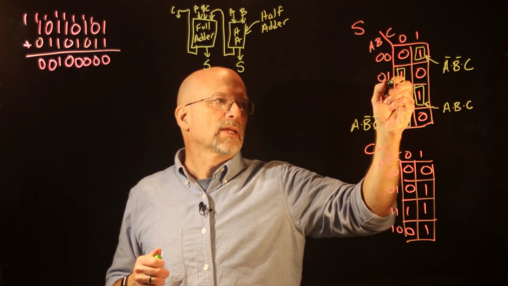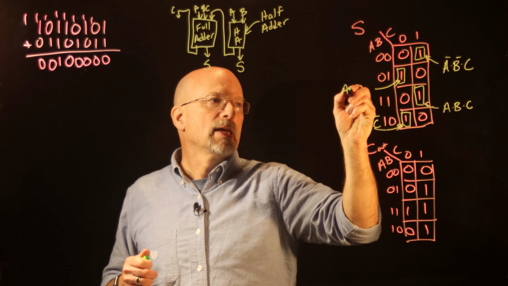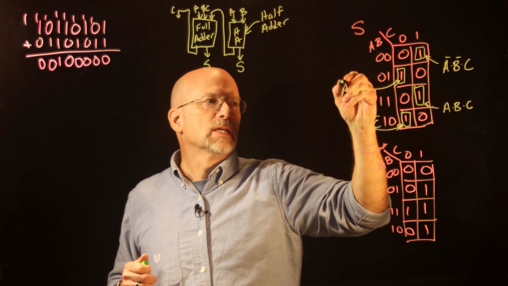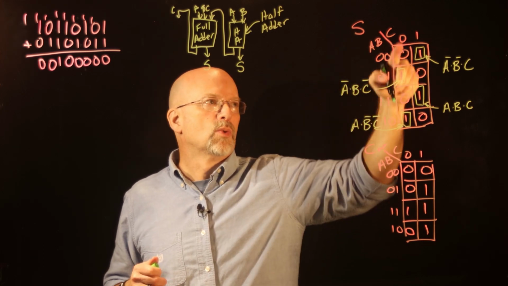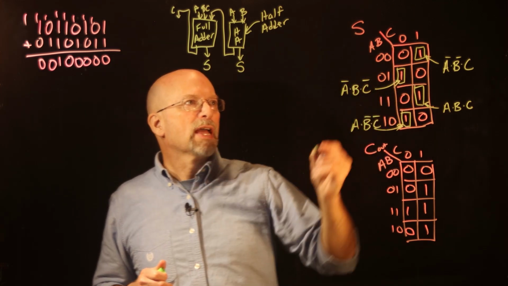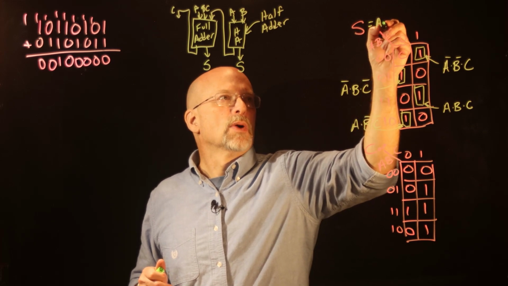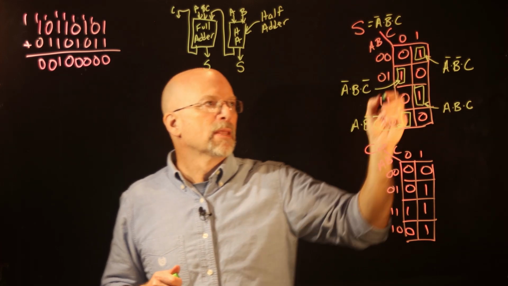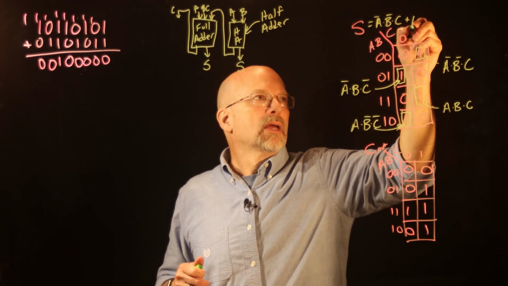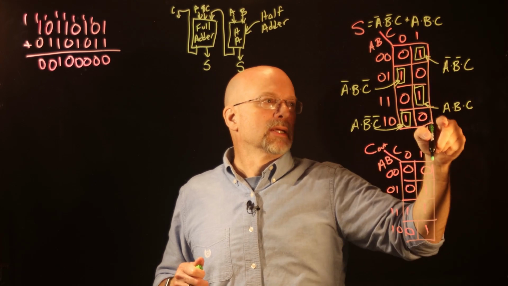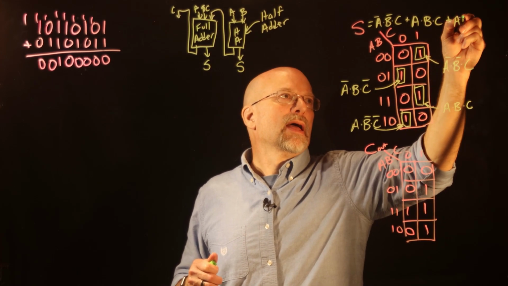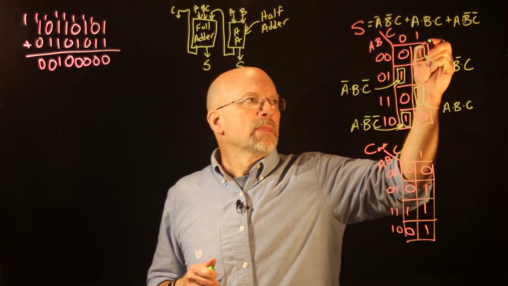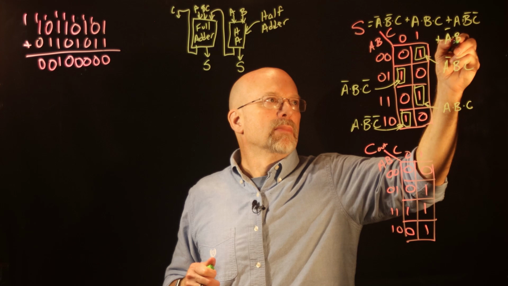And then this product right here for this rectangle, A and B and C. A is inverted, B is not inverted, C is inverted. A is a 0, B is a 1, C is a 0. And so what that gives us is our sum is equal to A bar, B bar, C, ORed with A, B, C, this guy, ORed with A, B bar, C bar, ORed with A bar, B, C bar.